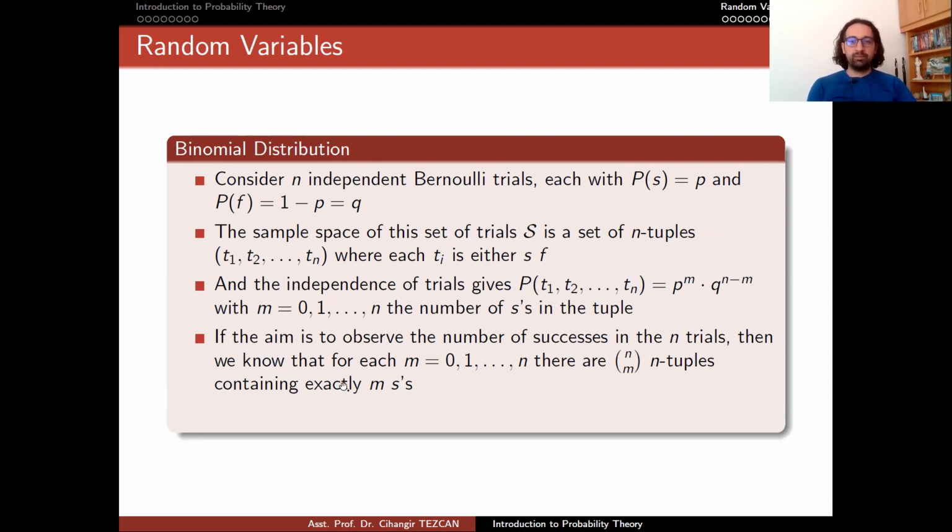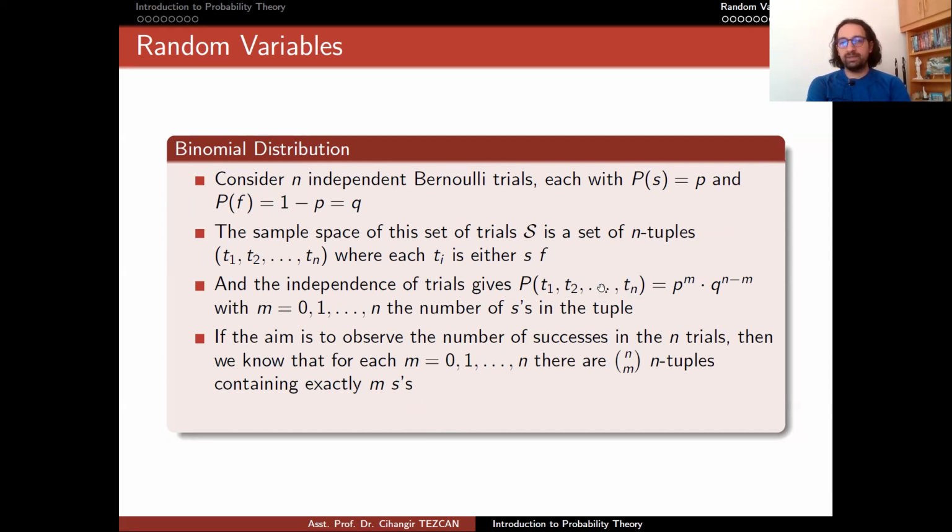So let me read the sentence and define it in a better way. If the aim is to observe the number of successes in n trials, then we know that for each m, which is the number of successes, remember, there are n choose m n-tuples containing exactly m successes, right?